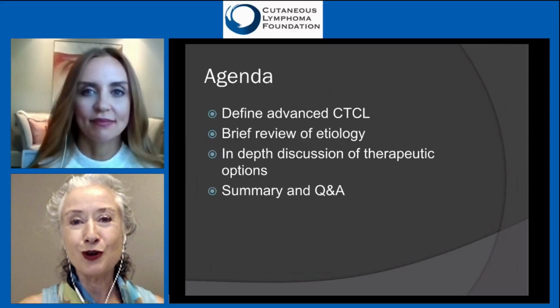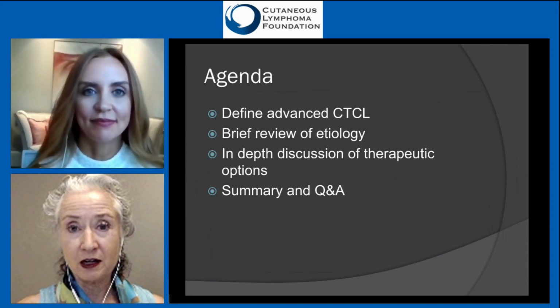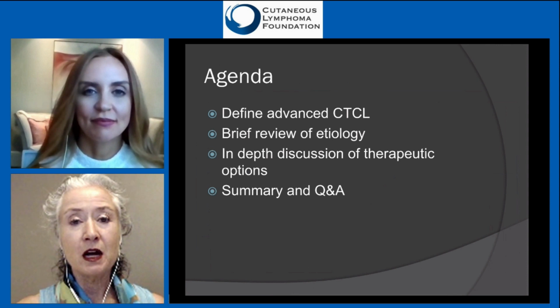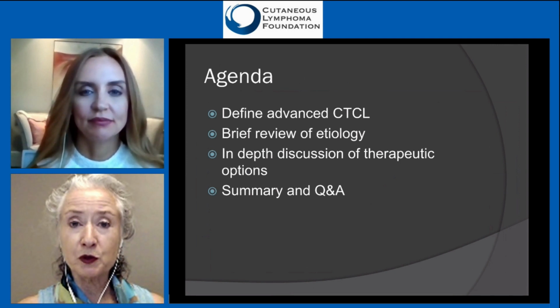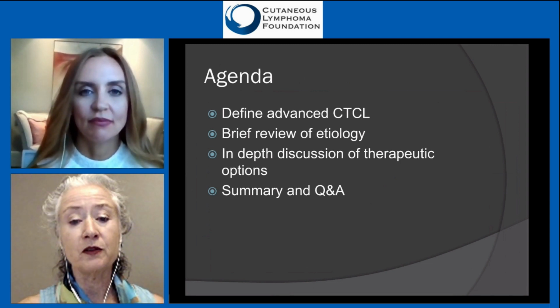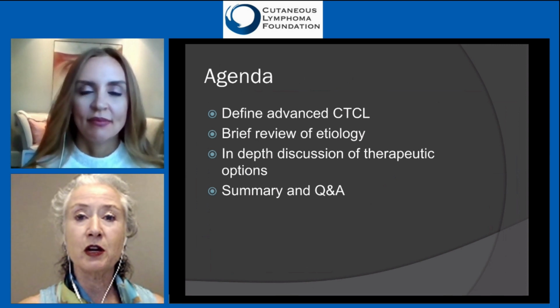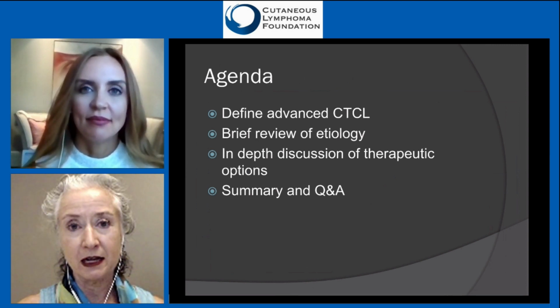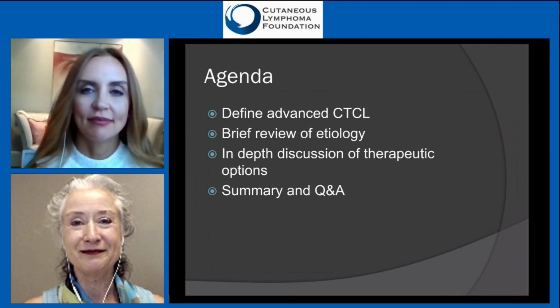So without further ado, I know there's a lot to talk about. I'm going to turn it over to Dr. DeSimone, who's going to define advanced cutaneous lymphoma. What does that mean? A brief overview of the etiology. Where does it come from? How does this happen? And in depth, we'll spend most of our time talking about the therapeutic options for more advanced disease, and then a summary, and as I said, we'll open it up to Q&A at the end. So I'm going to turn it over to Dr. DeSimone to take it from here.